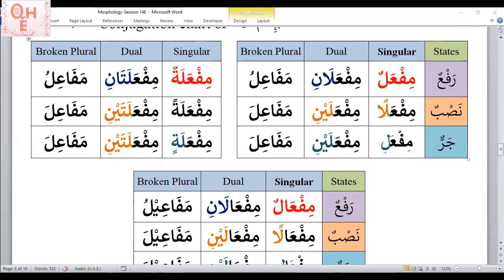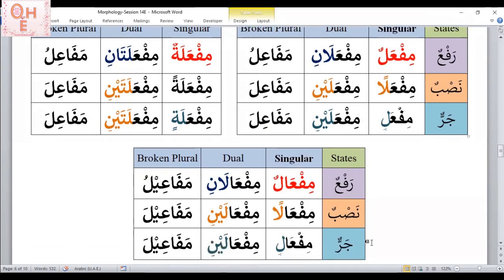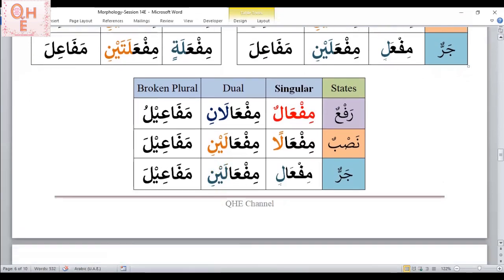Now for the third pattern, so we have three states: mif'al, mif'alan, mafa'il. Nasb: mif'ala, mif'alain, mafa'il. Jar: mif'al, mif'alain, mafa'il. Okay, so now let's go over some examples from Quran.